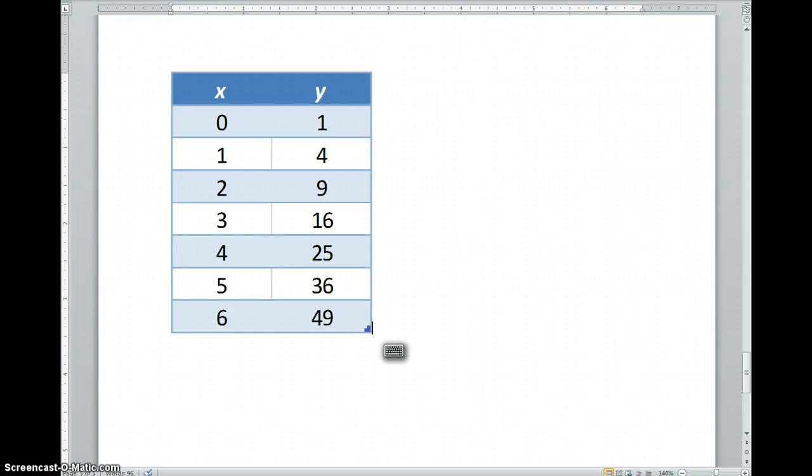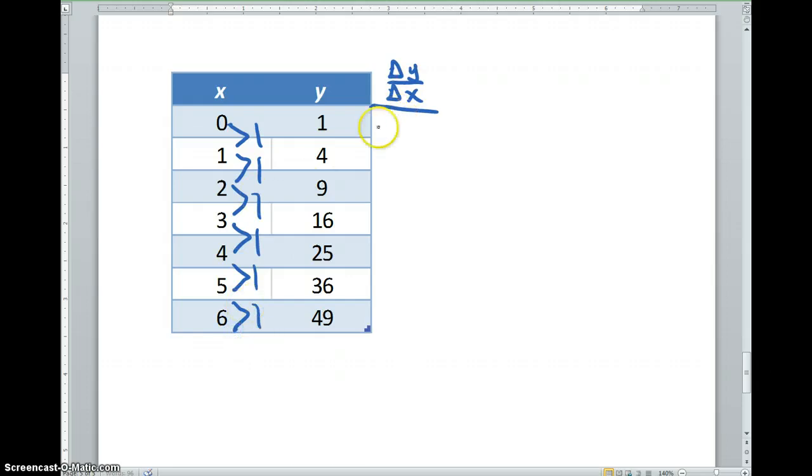So let's begin one more time by taking a look at the differences in the y compared to the differences in the x. I'm going to create a new column here and call it change in y over change in x. Well, the changes in x are all 1, if you notice: 1, 1, 1, 1, 1, and 1. So I know that I'm going to be dividing all the changes in y by 1, so I'm not even going to write that part out. So my change in y over change in x is 3, or 3 over 1 if you prefer.